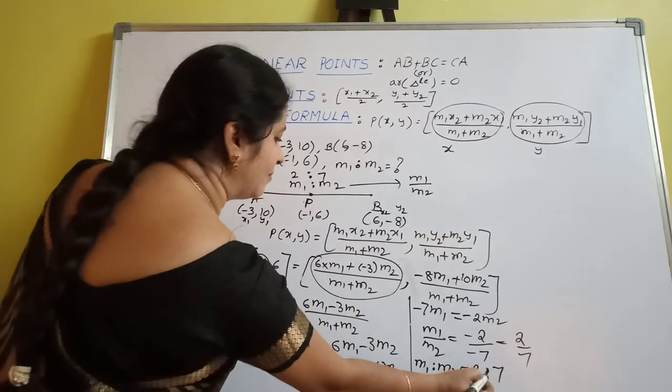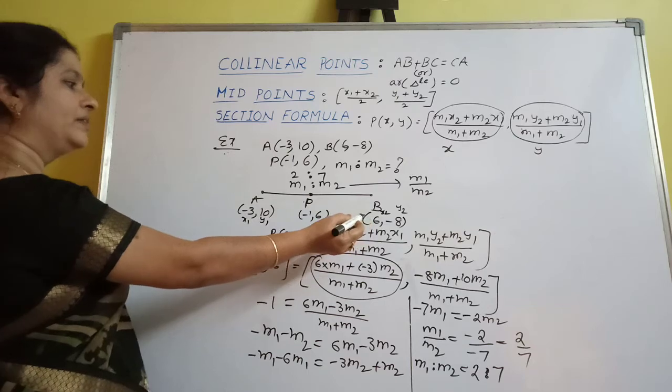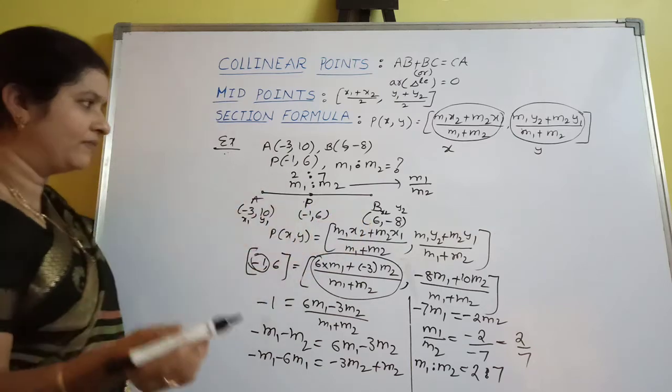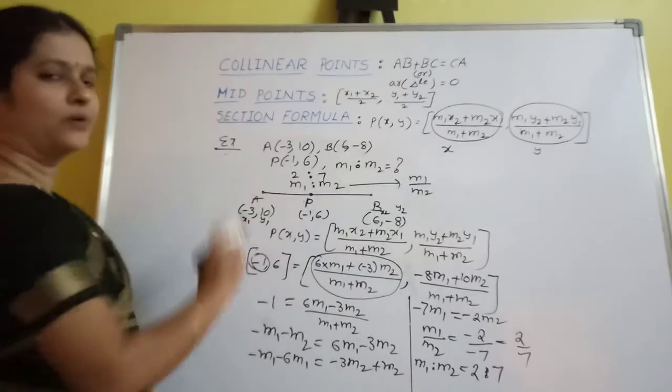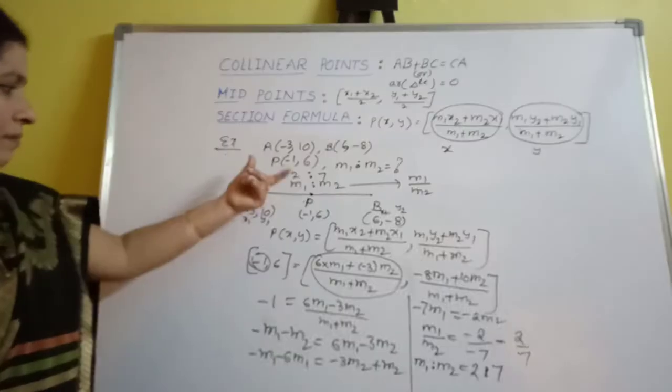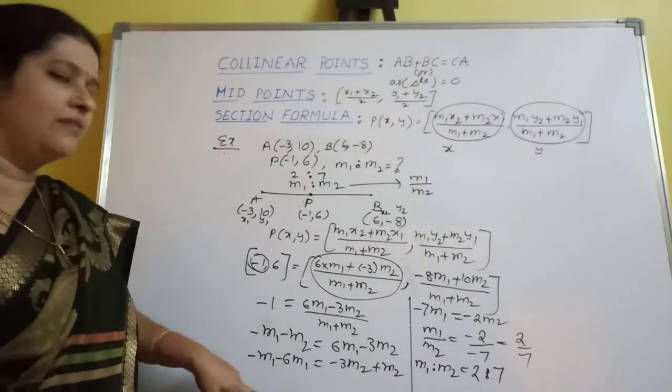So this is another model. If the line joining points are given and the dividing point is also given, how can you find the ratio m1 is to m2 value? By using this formula, substitute all the values.